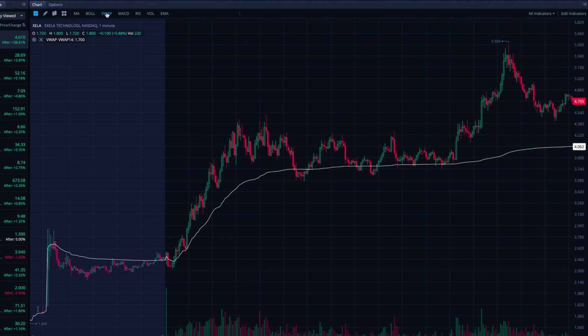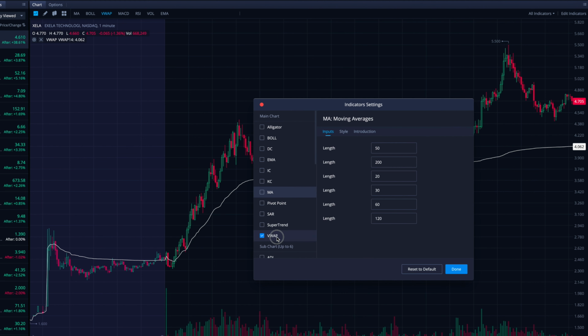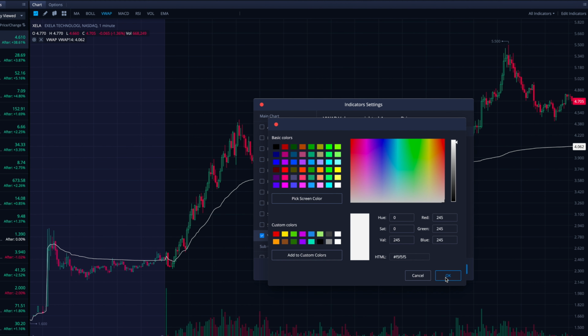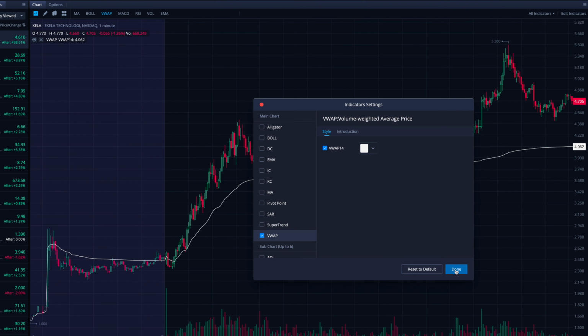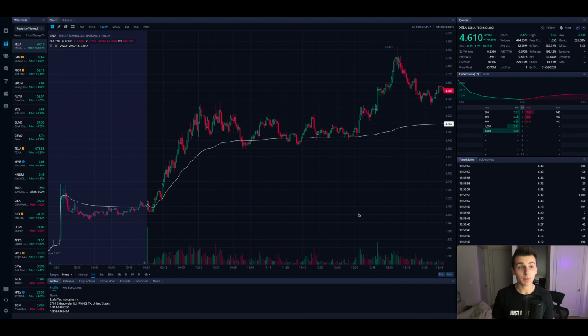You can click on VWAP right there, but if you don't have it or the settings are different than what you want, you can actually go into edit indicators and come in here, click on VWAP and change the color and change a couple things if you would like so that it's showing up on your chart the way you want to see it. With that said, we're using VWAP 14, which for most brokers, when you click on VWAP, this is what you're going to see. So let's start diving right on in.